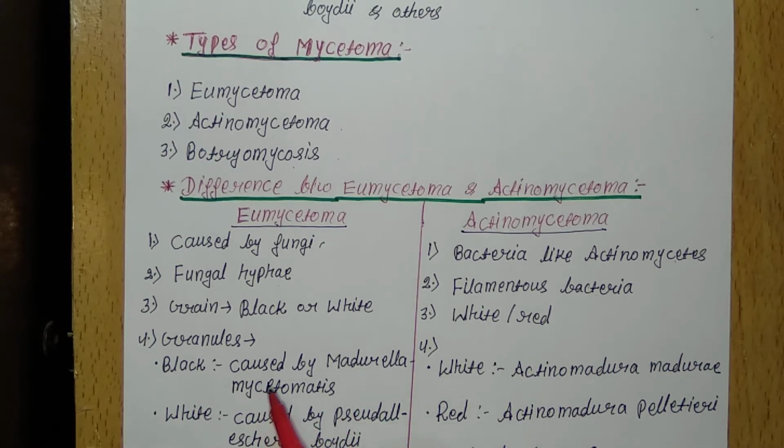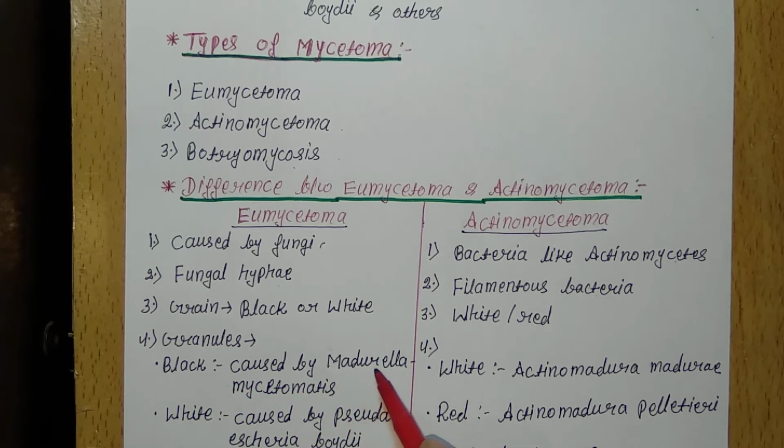If the granules are black, then they are caused by the fungus Madurella mycetomatis, and if the granules are white, then they are caused by Pseudallescheria boydii. And in actinomycetoma, if the granules are white, then it is caused by Actinomadura madurae, and if they are red, then it is caused by Actinomadura pelletieri.